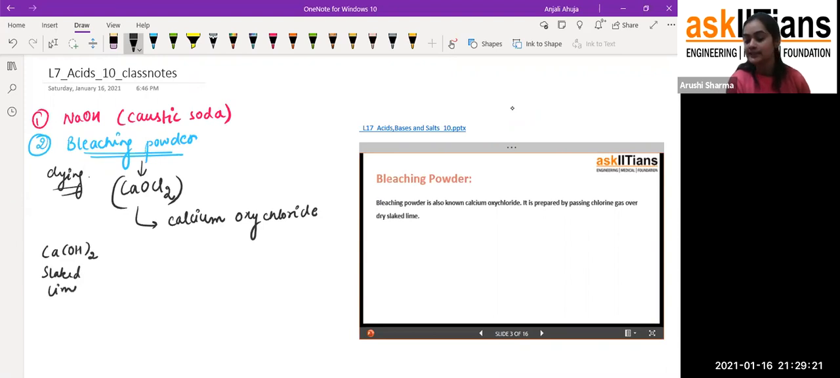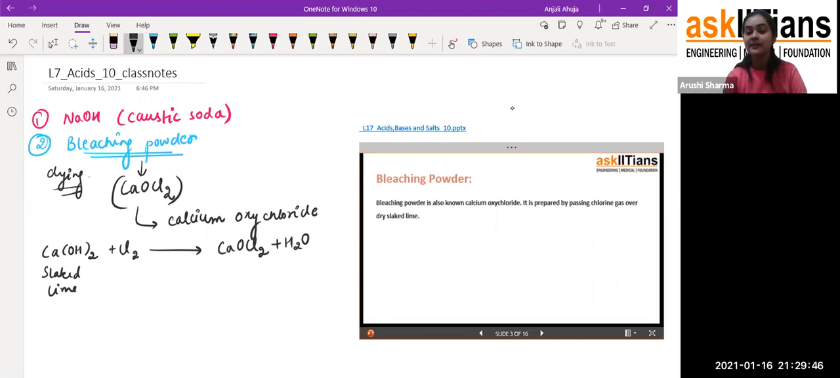Fine. And when this slaked lime is treated with chlorine, my dear students, what we get is calcium oxychloride, that is CaOCl2. And this is the bleaching powder. Along with it, we also get H2O. So this is the calcium oxychloride, that is the bleaching powder. So this is the preparation.